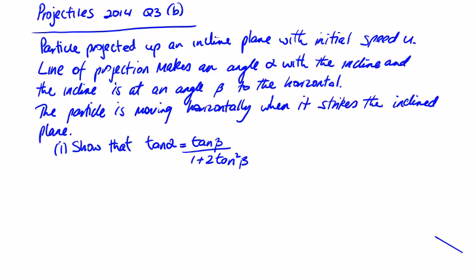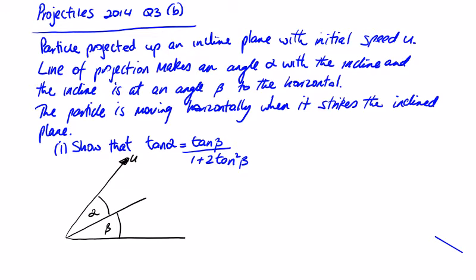2014 Projectiles Question 3 Part B. A particle is projected up an inclined plane with an initial speed of u. The line of projection makes an angle alpha with the incline. So this one is alpha, speed of u, and beta to the horizontal. So beta is down here.